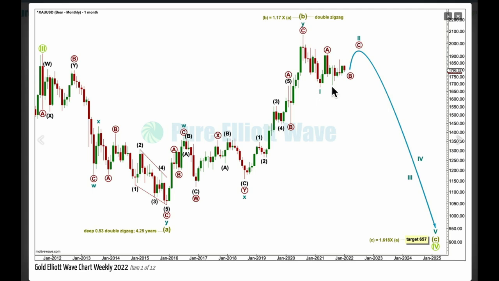1 is a 5, 2 may not move beyond the start of 1, 3 has to move beyond the end of the 1 and it has to move far enough below the end of 1 to then allow 4 to unfold and remain below 1 price territory, and then 5 usually moves beyond the end of 3. The target calculated at 657 is for supercycle C to reach 1.618 the length of supercycle A. That's a common Fibonacci ratio for a C wave within an expanded flat to exhibit.